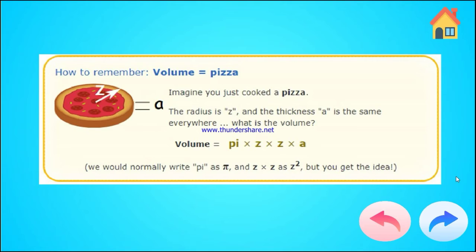How to remember? Volume is equal to pizza. Imagine you just cooked a pizza. The radius is z and the thickness is a. It's the same everywhere. And then the volume is pi times z times z times a.